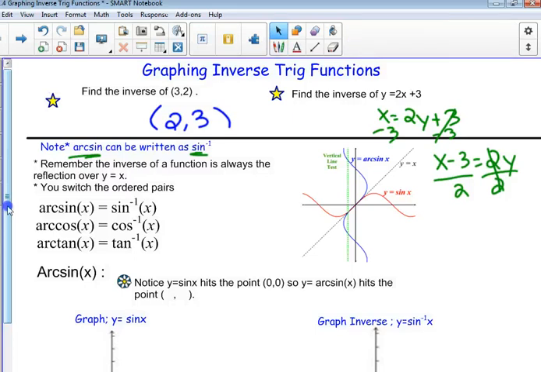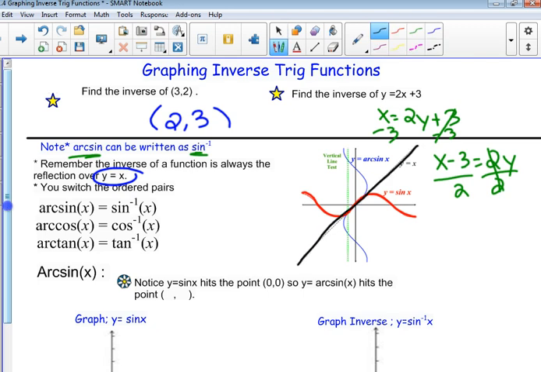Now, they look a little funky on your calculator. If you have just the sine curve, like the one in red here, whenever we were looking at the inverse of a function, it was a reflection over the line y equals x. The line y equals x is always a diagonal through the first and third quadrants. So if we do a reflection around this line, what should be produced is the inverse function.